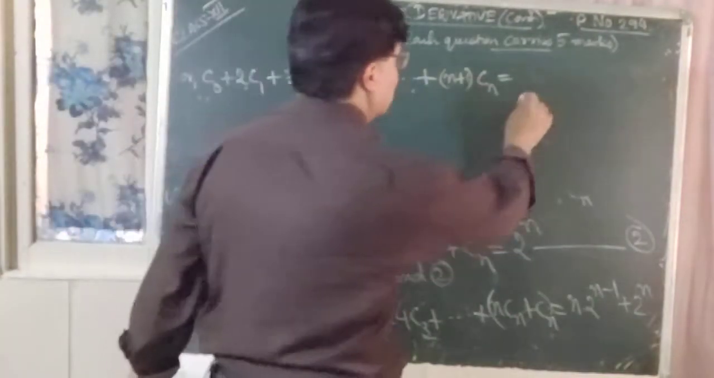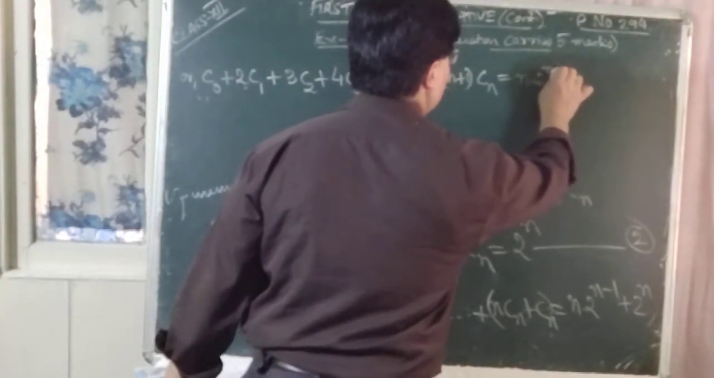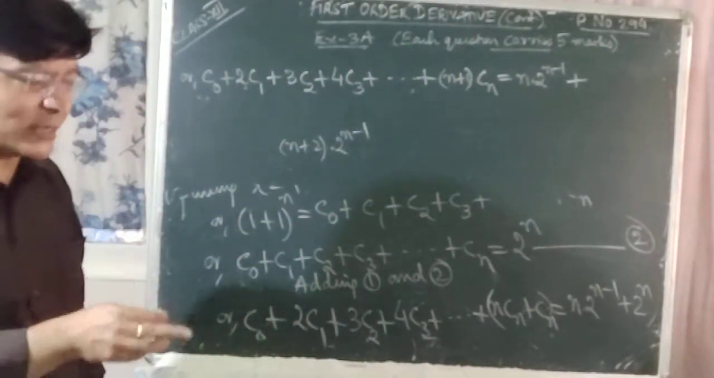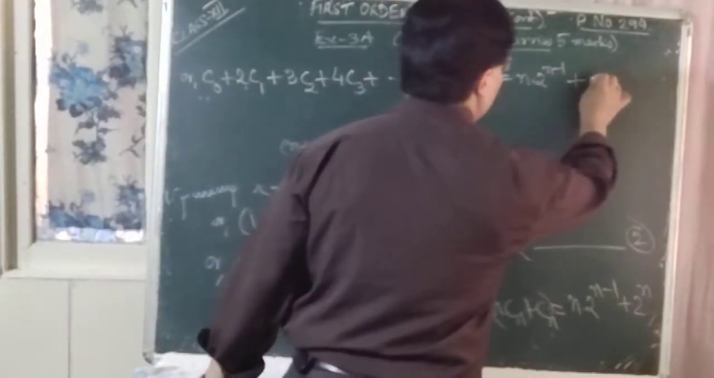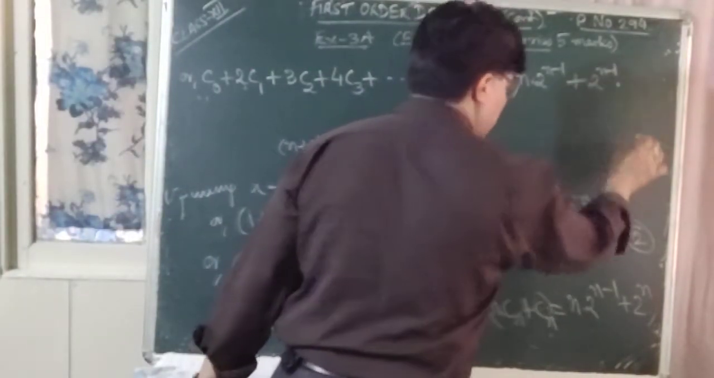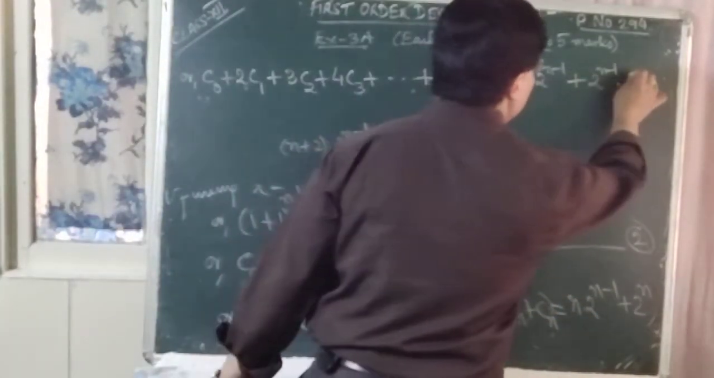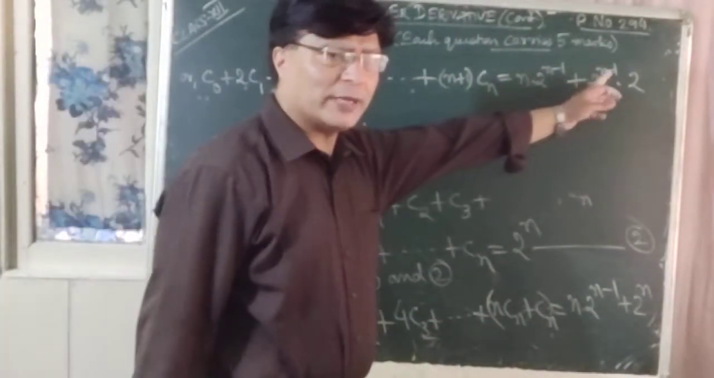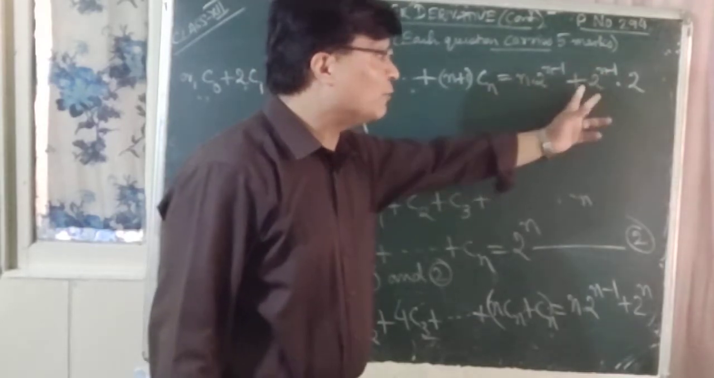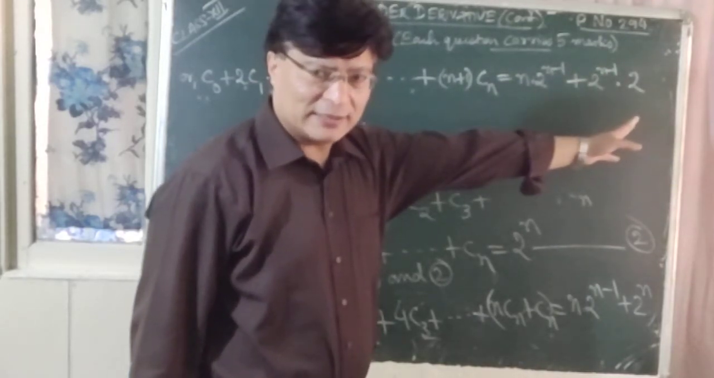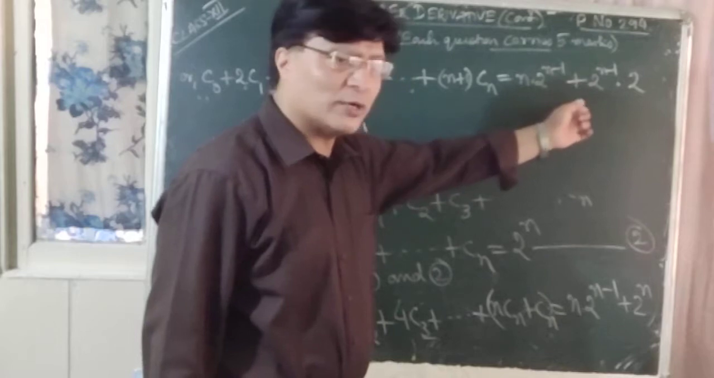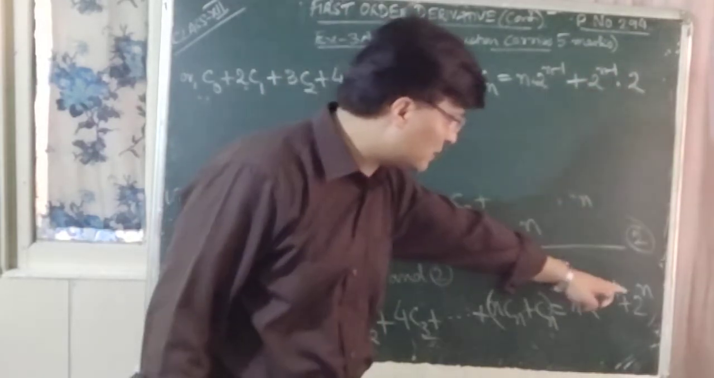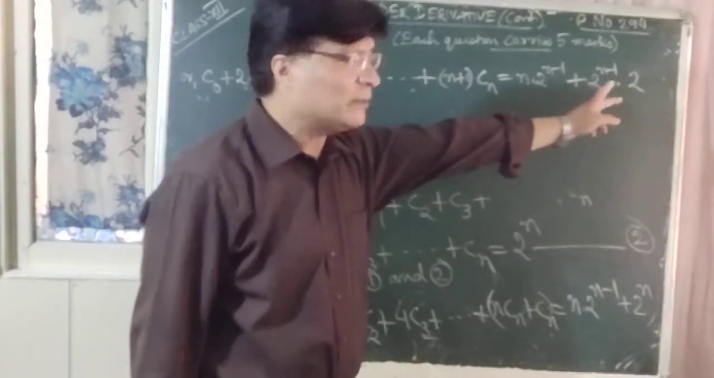So the first term, keep it as it is, n·2^(n-1), plus this 2^n. You should write it in terms of 2^(n-1), but there is only 2^n. So what should you write here? Into 2. If you write 2^(n-1) into 2, when you multiply them, the powers will be added. So what do we get? 2^(n-1+1). That is, minus 1 plus 1 gets cancelled. You get this 2^n. Okay.